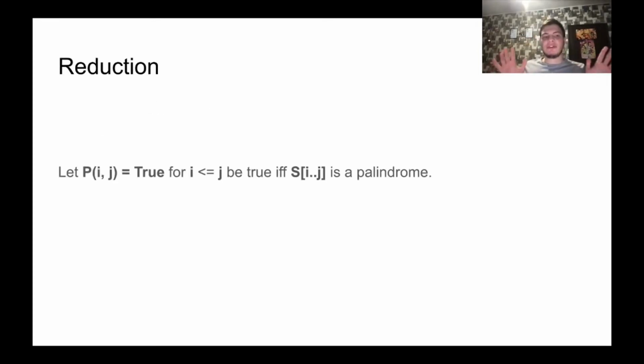Basically, let's start with the reduction. I'm going to use this definition throughout the whole presentation. P of i and j, for some i less than or equal to j, will mean whether the substring from i to j is a palindrome. In other words, that's one of the most obvious precomputes you can do in this problem: for every range in S, whether it's a palindrome or not. So this thing will be true if and only if S from i to j is a palindrome.